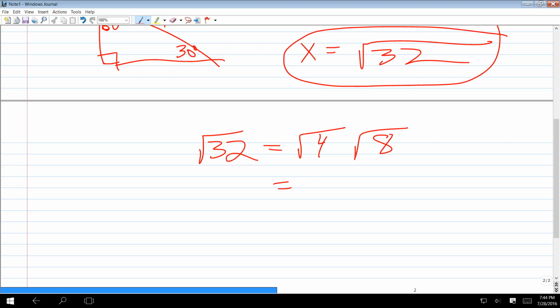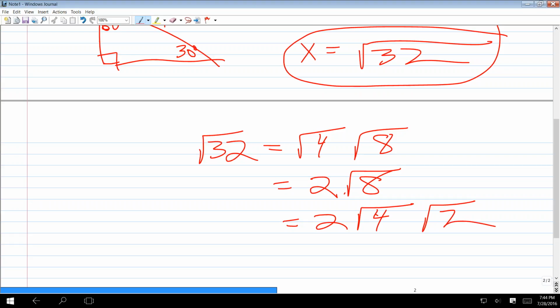Well, hold on. What's the next step? Out, so to 2 and 2 and 2 and 4. That's the next step. And then square root of 8 happens to be square root of 4 times square root of 2. And then square root of 4 is 2, so 2 times 2 is 4. So that's the final answer.